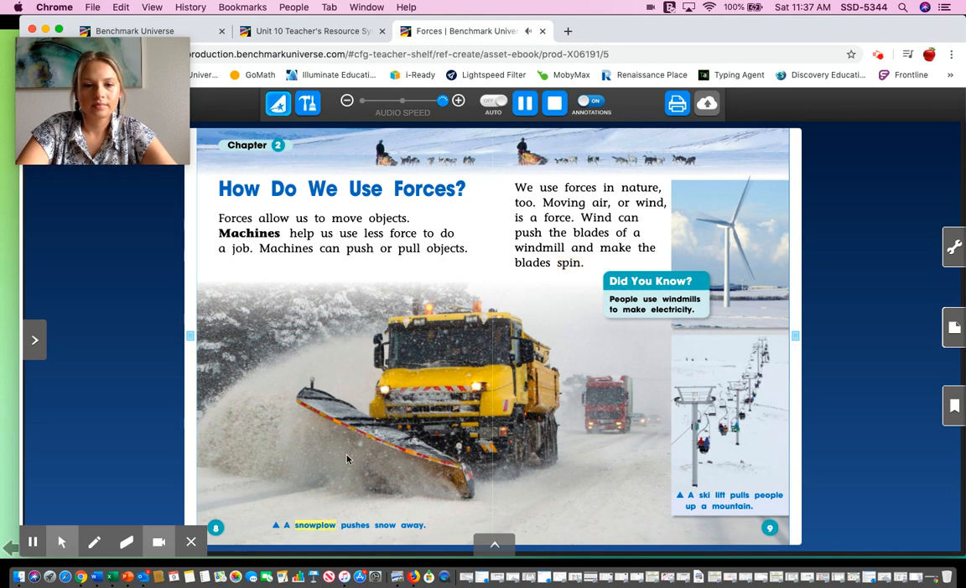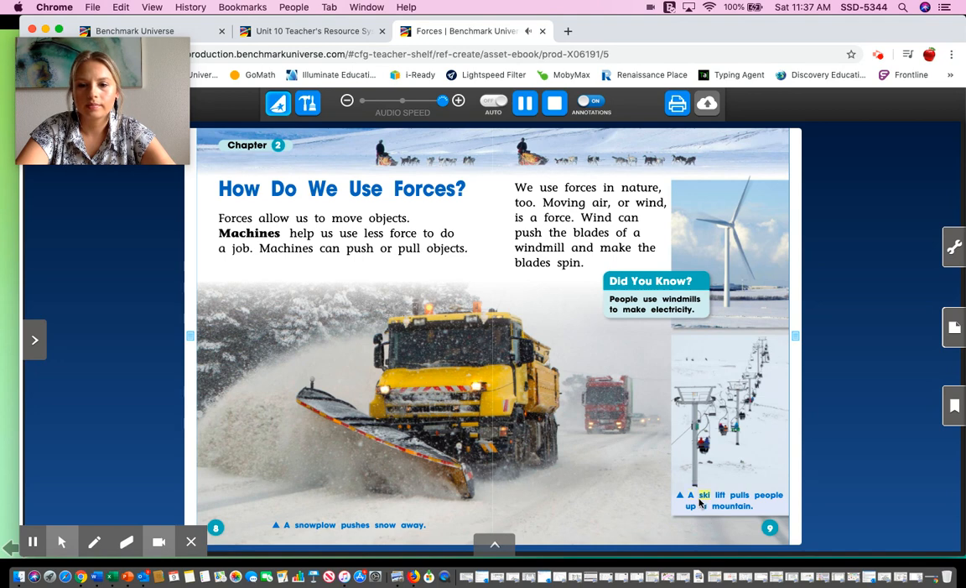A snowplow pushes snow away. Did you know? People use windmills to make electricity. Yep. And so this down here that says the snowplow pushes snow away, that's a little caption at the bottom. And then you also have a little box to tell you some more information.